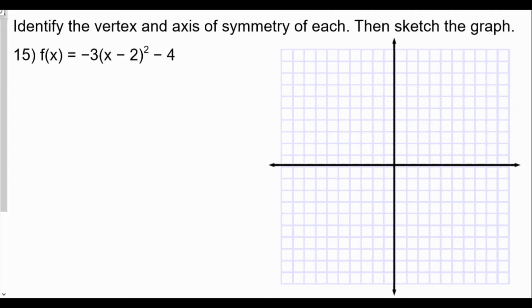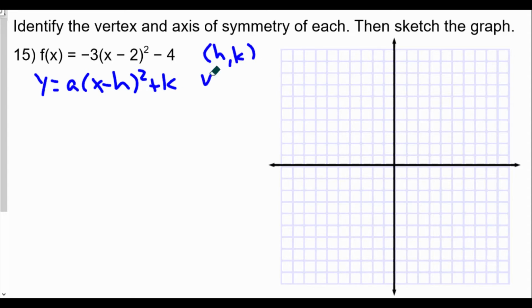So for this one, on the second page of this sheet that we have, basically the whole same thing. You try to identify the vertex, axis of symmetry of each, and then sketch the graph. So we know the vertex form is going to be y equals a times x minus h squared plus k, where h comma k is the vertex.